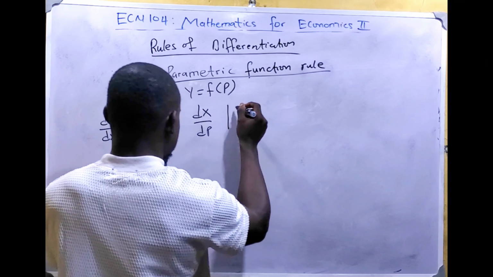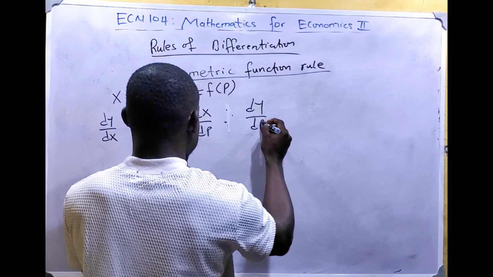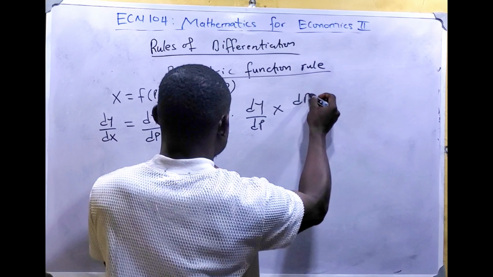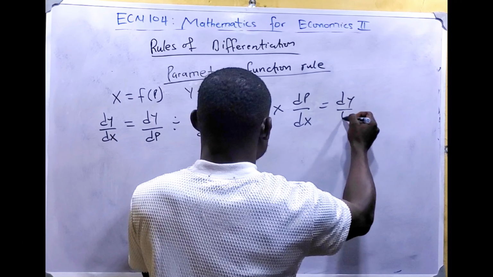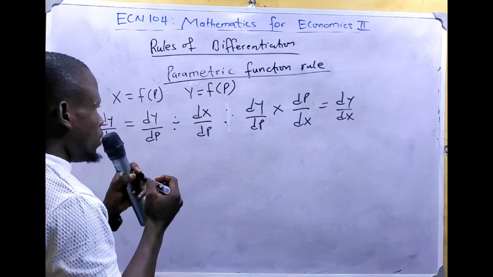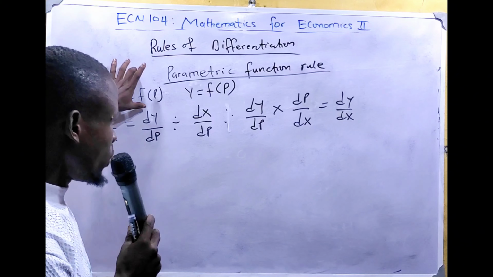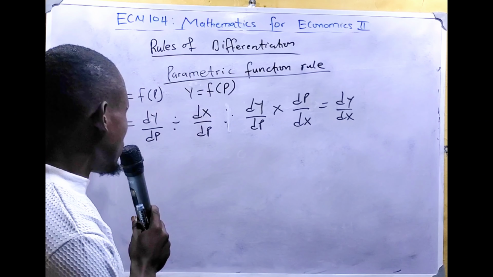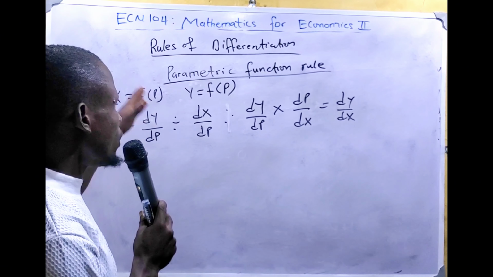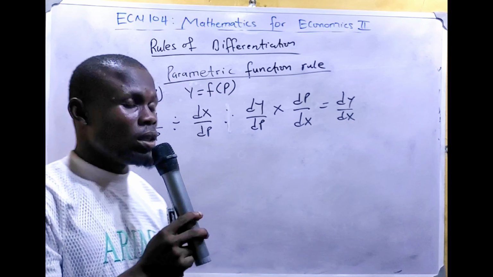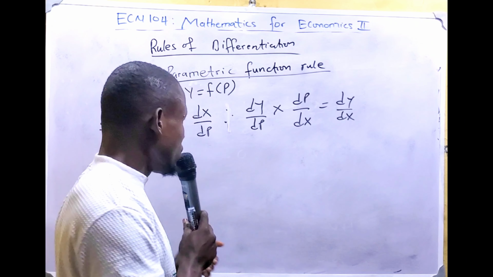Dy, that is derivative of y with respect to p multiplied by dp with respect to x, and this will equal dy dx. It is as simple as that. What this is saying is that we are given that x is a function of p and y is a function of p. Your dy dx will then be your dy dp divided by your dx dp. That's the parametric function rule.